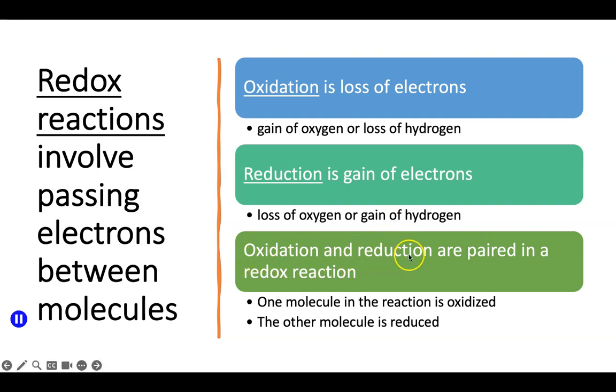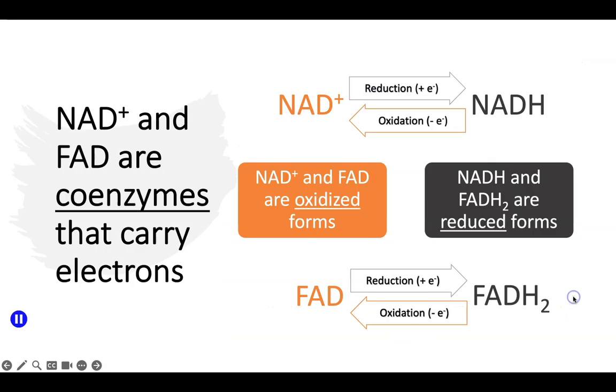Oxidation and reduction become paired. So you can think of it as one molecule is losing electrons, while the second molecule in the pair is gaining those electrons. So the electrons are moving from one molecule to another, and that would be redox. That's that pairing of oxidation and reduction. So one molecule is oxidized, and the other molecule in the pair is reduced. So now let's start looking at metabolism.